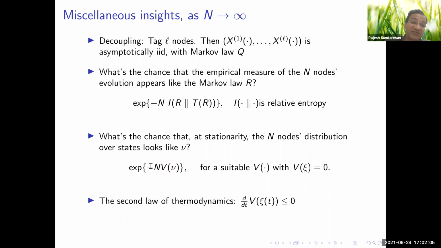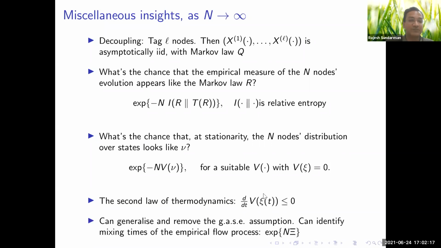What's more, that V actually satisfies the second law of thermodynamics. It's like the entropy function or relative entropy function, and it's always negative. So the negative of this is always increasing. That's the second law of thermodynamics. One can generalize these results to the more general case. The globally asymptotically stable equilibrium requirement can be relaxed. There are some other but simpler conditions, and you allow for multiple equilibria and so on.